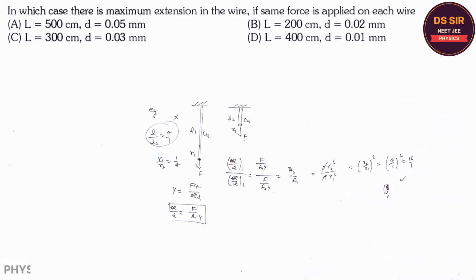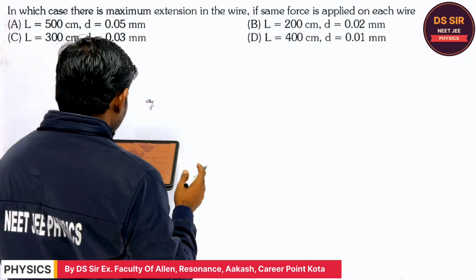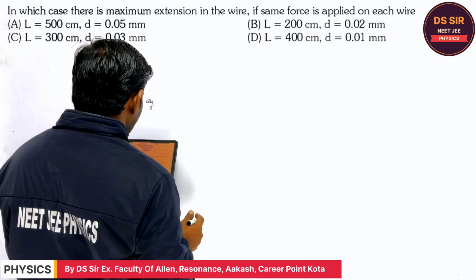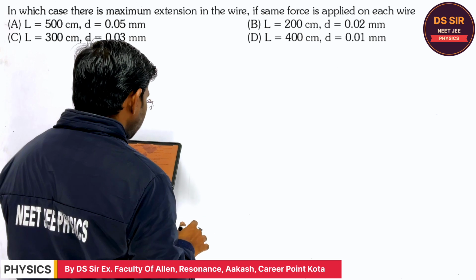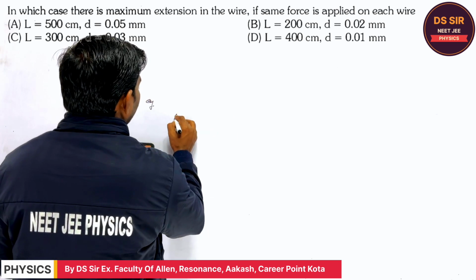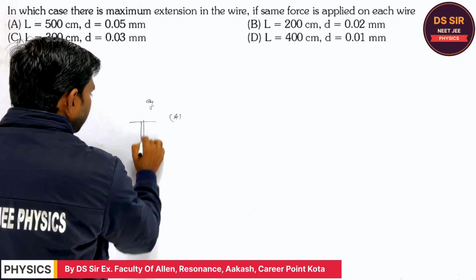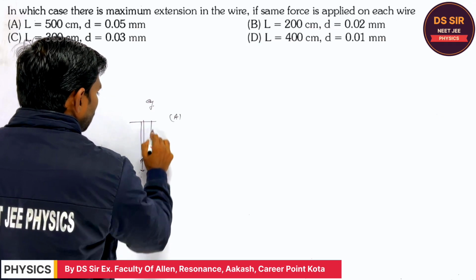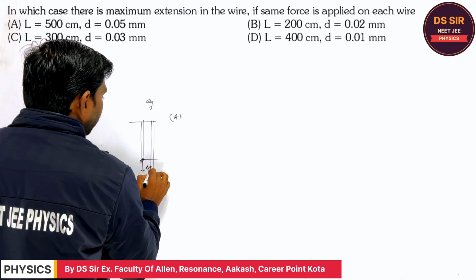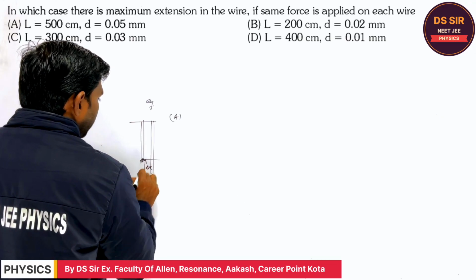Copy this. So read this question. In which case is there a maximum extension or elongation in the wire, if the same force is applied on the wire? You have to find, right? Suppose this is the wire and the force F is applied. Suppose the area of cross section is A, right? So the elongation in the wire when the force F is applied is equal to delta L.